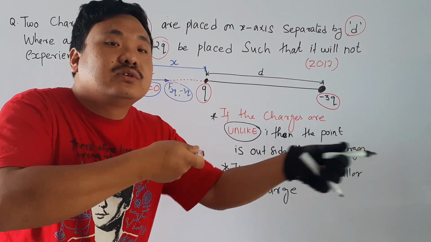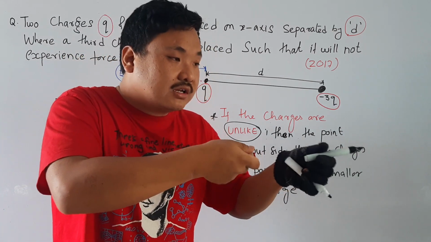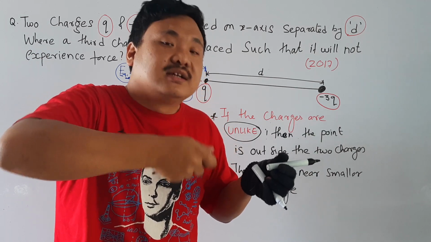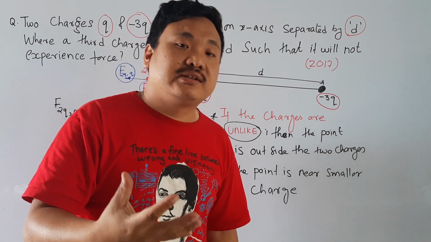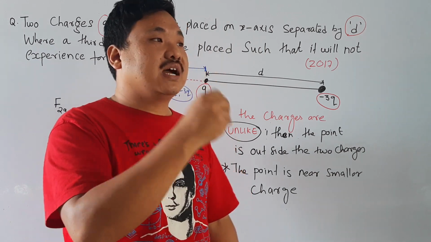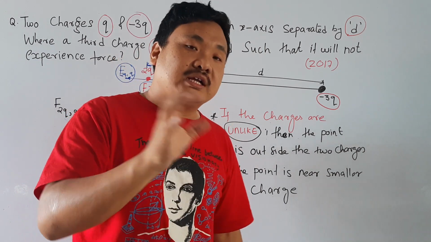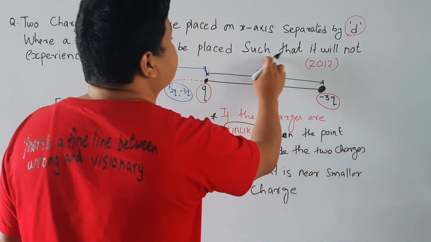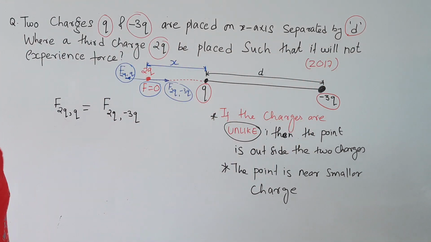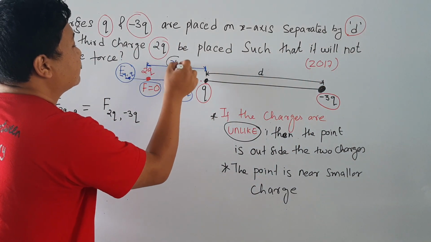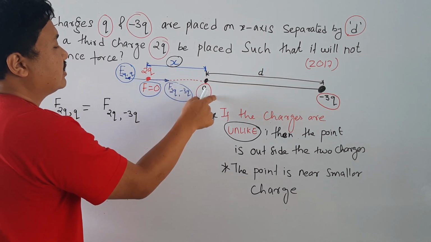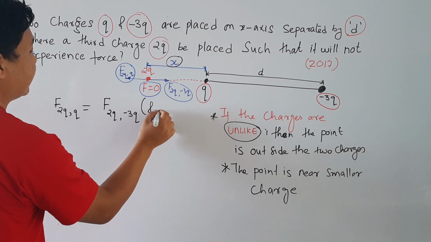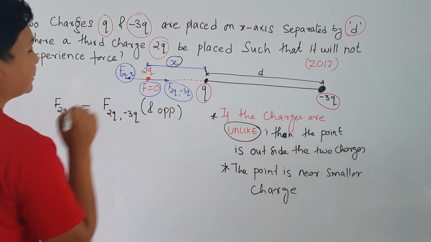If they are equal, if there are forces of equal magnitude, then the net force is 0. It means that the system is in equilibrium, or it will not experience any force. It means force is 0, so it will not experience force. And we want to find this x, because at distance x from q the force is 0. I have to write here, please remember, and opposite.